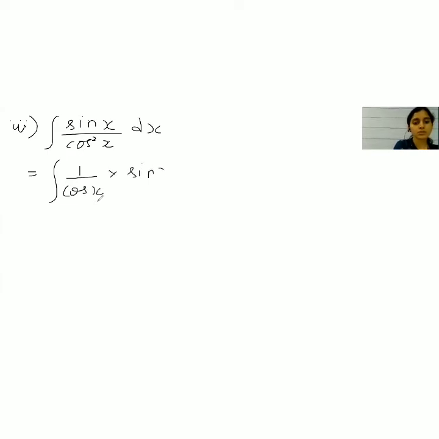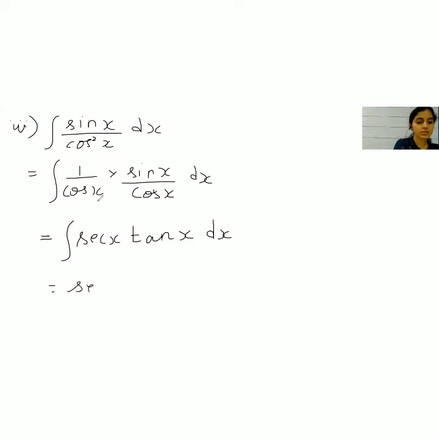The third one is a similar function. You have integration of sine x upon cos square x dx. What we'll do here is separate cos square x as 1 upon cos x into sine x upon cos x. Why did we do this? If you observe, 1 upon cos x is sec x, and sine x upon cos x is tan x. We do have a formula for integration of sec x tan x, and the answer for that is sec x plus c.